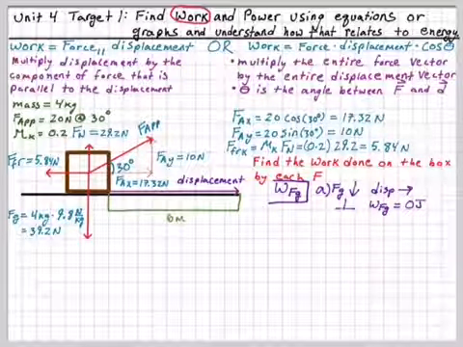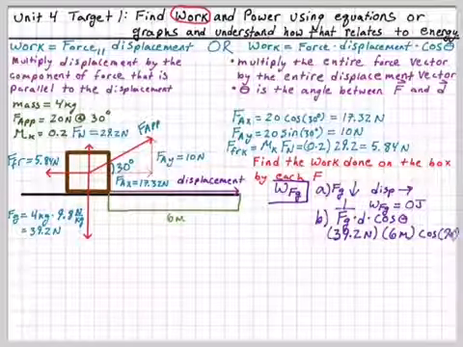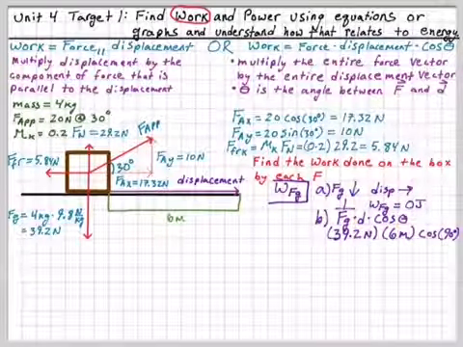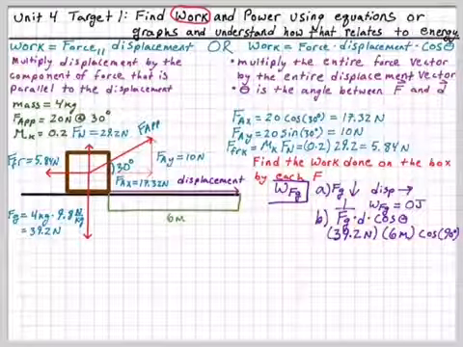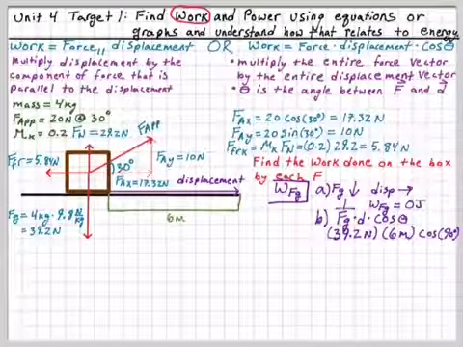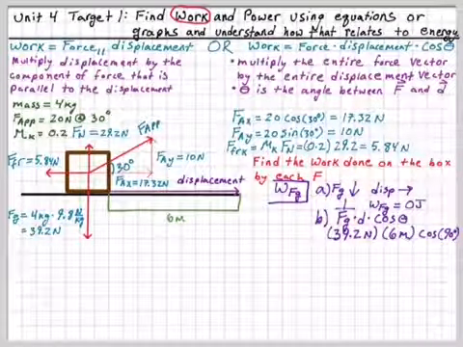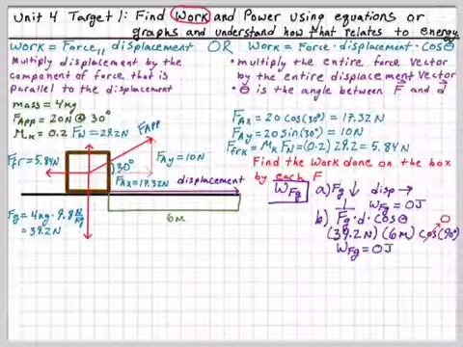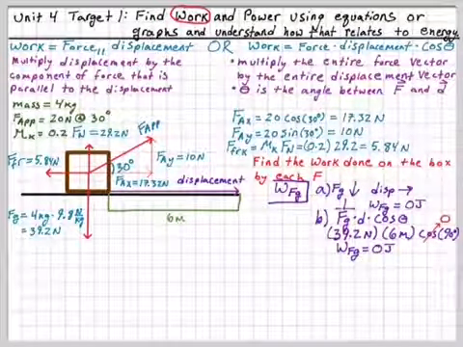If we apply the other equation to this, then we're going to multiply force gravity times the displacement times cosine of the angle between force gravity and displacement. And the angle between force gravity and displacement is 90 degrees. And cosine of 90 degrees is 0. So when we multiply those things out, we find that the work done by force gravity is 0.